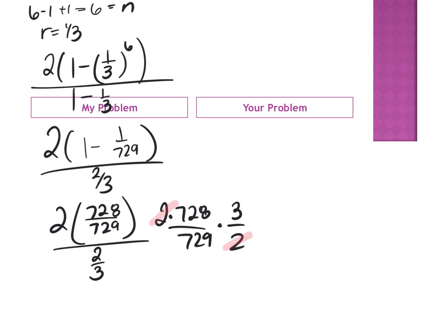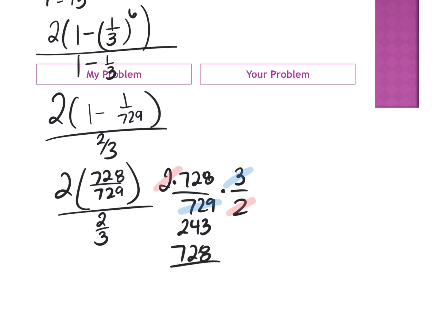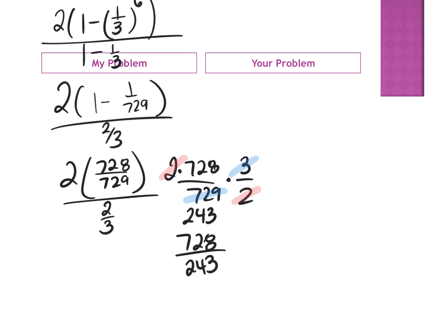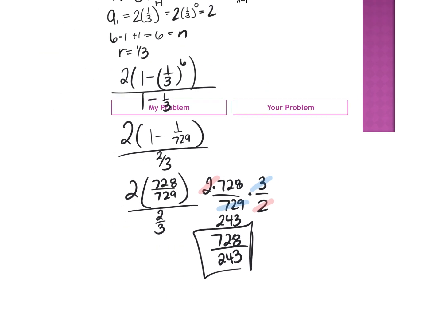The 2, I'm going to multiply by 2, then I'm going to divide by 2, so those cancel. 3 goes into 729, 243 times. It's a multiple of 3, so I end up with 728 over 243, and that's my final answer. Let's look at the next one.